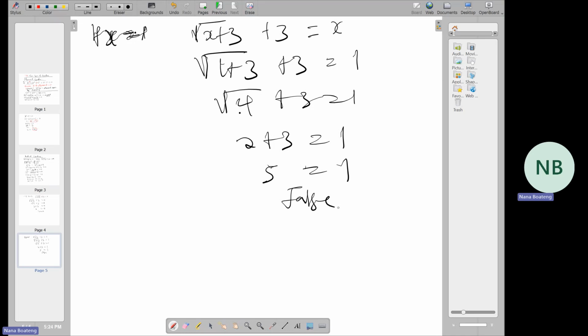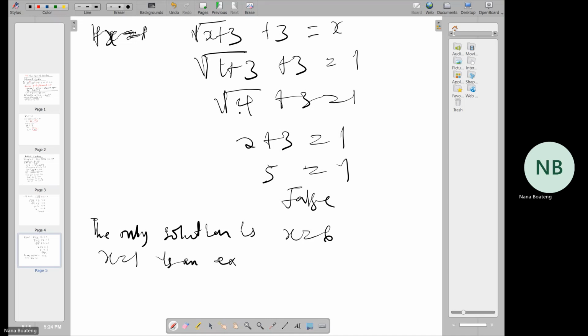So from here, we can tell that the only solution is x is equal to 6. X is equal to 1 is an extraneous solution. All right, so let's look at one more example that also involves radicals.